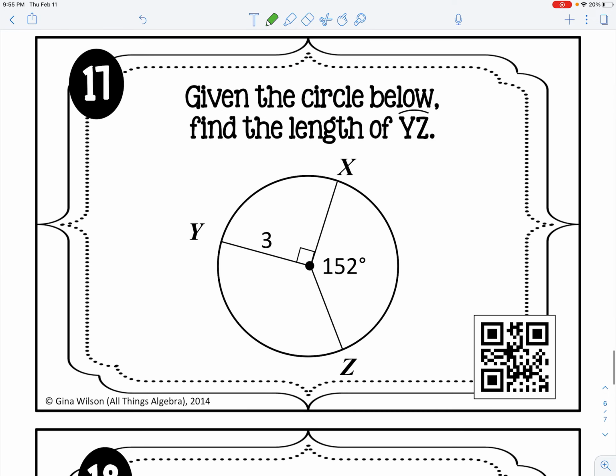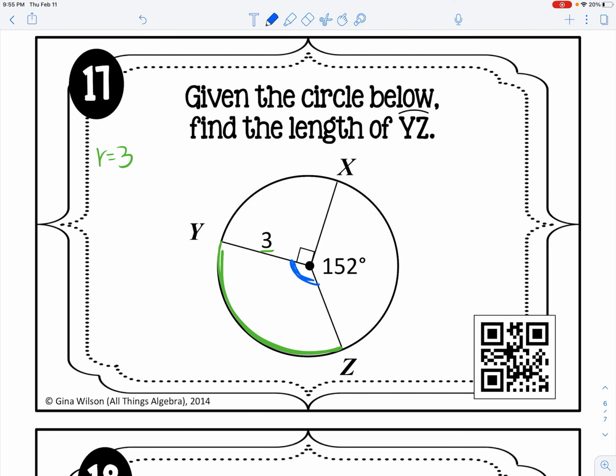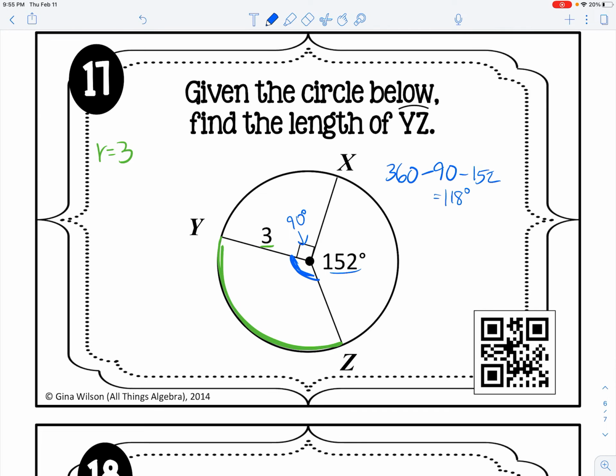Let's try another one here. Find the length of YZ. So that's from here to here. Okay, there's our radius, 3. Now we need to find this angle right here. This guy right here is 90 degrees. We know this one. We know there's 360 degrees total in a circle. So we can just subtract those two from 360. Okay, so 360 minus 90 minus 152. I get 118 degrees.